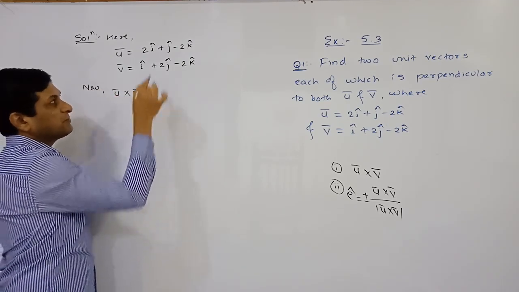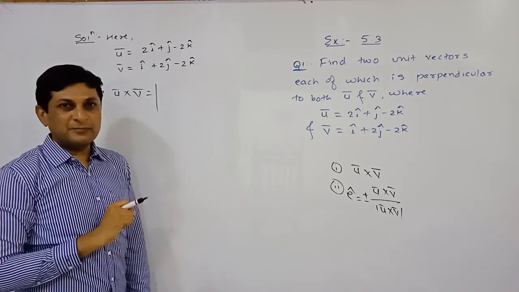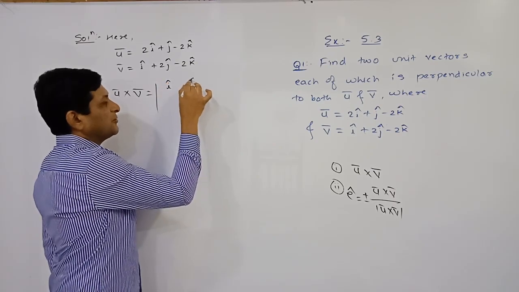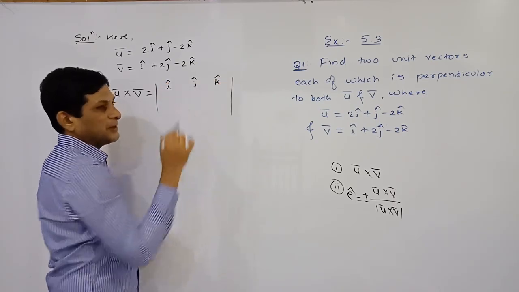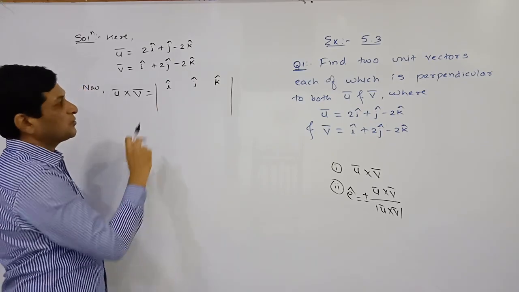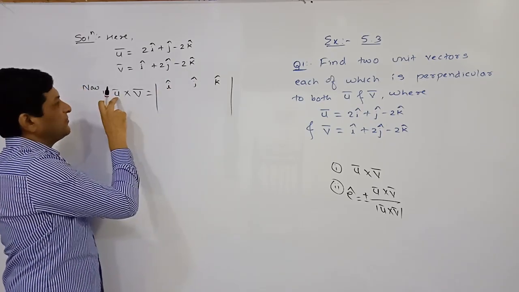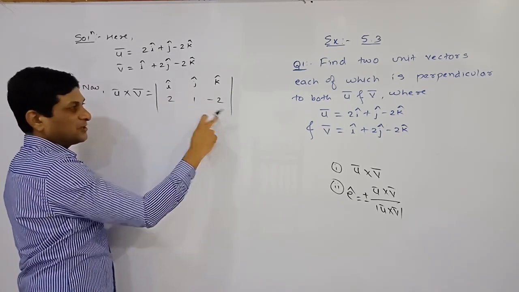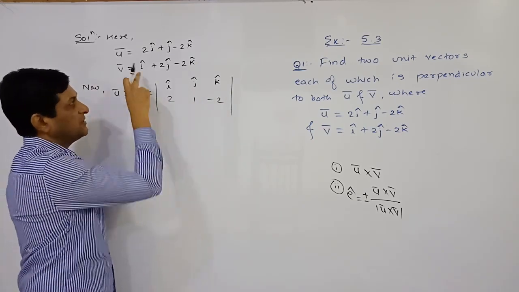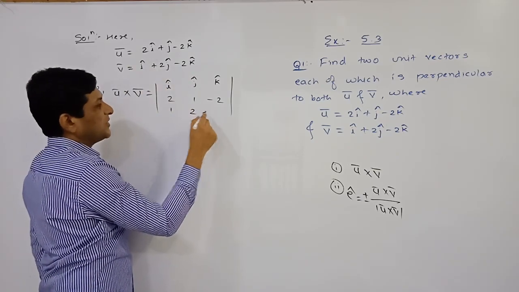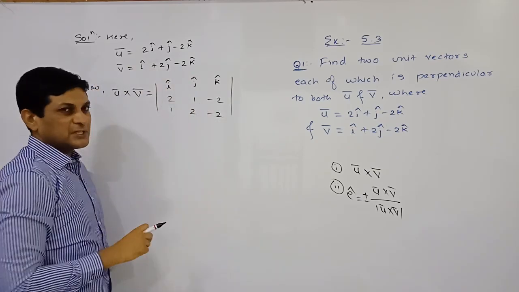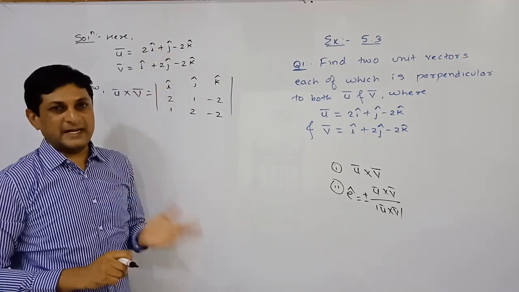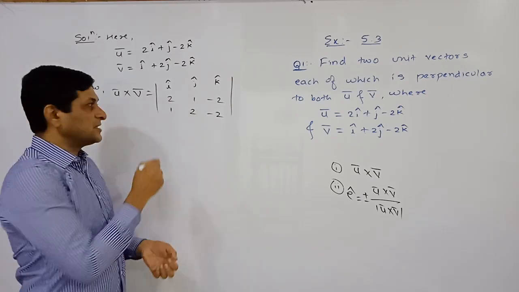If the vectors are represented in Cartesian form, at that time the value of the cross product can be found using a determinant. In the first row, write down the basic vectors i bar, j bar, k bar. In the second row, write down the coefficients of i cap, j cap, k cap from which vector? u bar. So here the coefficients are 2, 1, minus 2. In the third row, write down the coefficients from the next vector v bar, which are 1, 2, minus 2, where these coefficients are also called components along x-axis, y-axis and what? Z-axis.